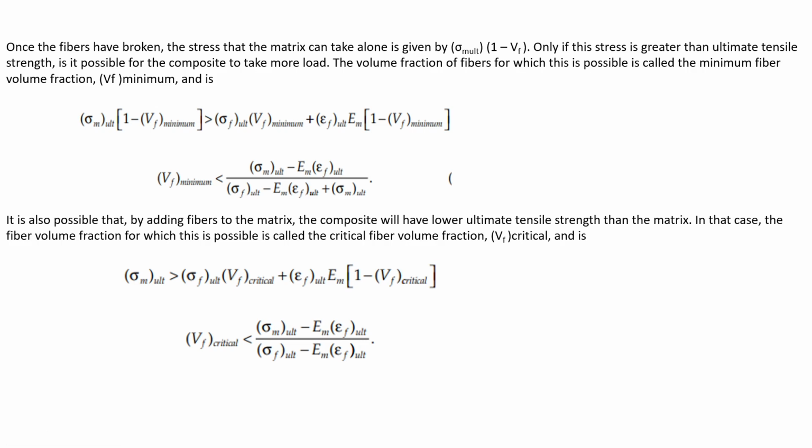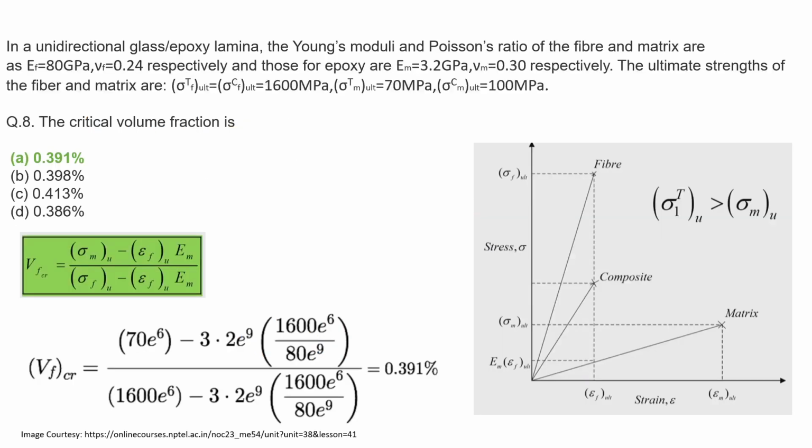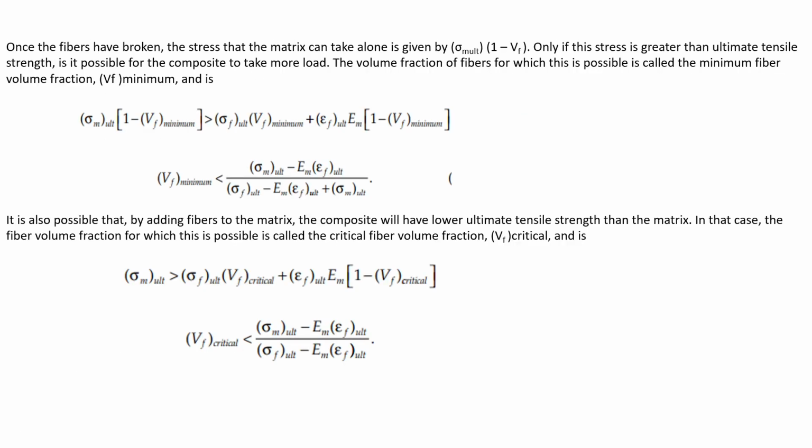So next we are going to talk about this concept. What is the critical volume fraction and the minimum volume fraction? The definition says that once the fibers have broken, the stress that the matrix can take alone is given by sigma m ultimate times (1 minus Vf). Only if this stress is greater than the ultimate tensile strength is it possible for the composite to take more load. The volume fraction of fibers for which this is possible is called the minimum fiber volume fraction Vf minimum. And this is the equation for finding the Vf minimum value.